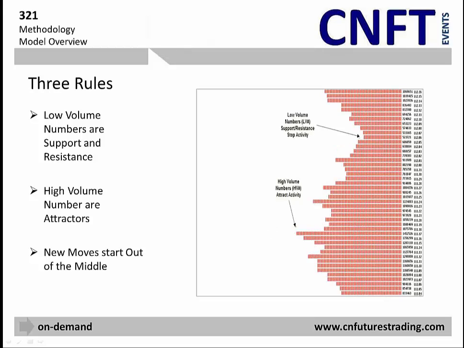Now, why does a new move start out of the middle? There are no sellers, there are no buyers. There are buyers that need to get long, they're hoping to buy down here. There's sellers that hope to get short, they're hoping to sell up here. Then a large commercial order enters the market and it starts to move.